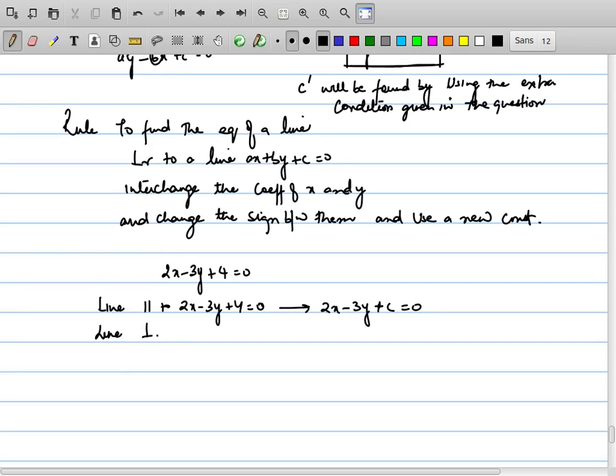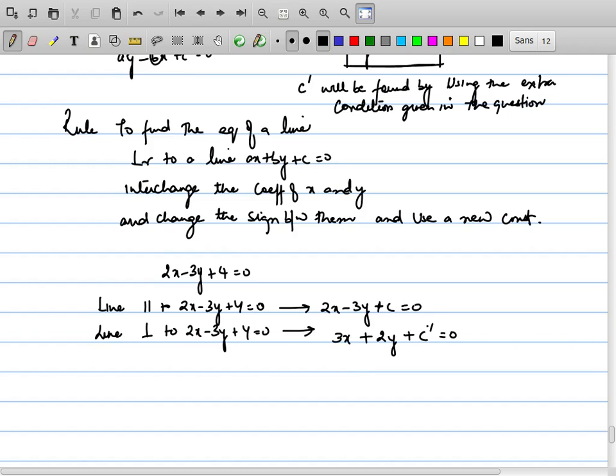Similarly, a line perpendicular to this line can be written as: write x and y, interchange their coefficients. Now 3 will come at this position, 2 will come at this position, and change the sign between them. It becomes positive: 3x plus 2y plus c dash equals 0. c dash will be obtained by the extra condition given in the question.